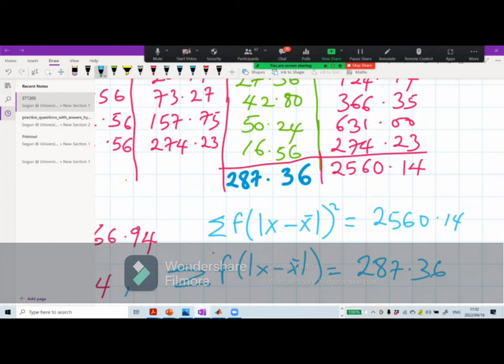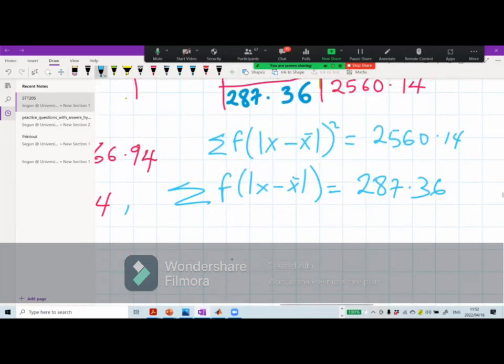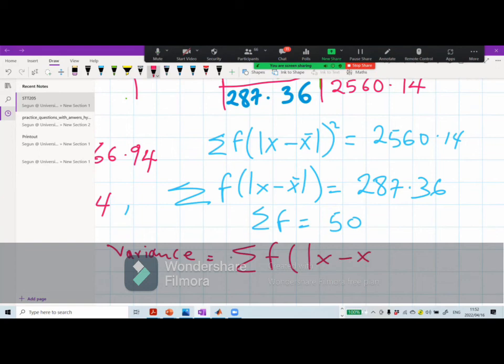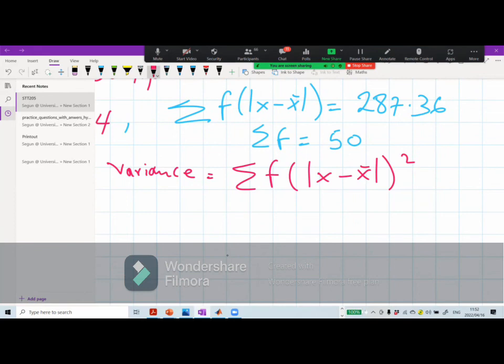Okay, so we can go ahead and calculate our variance. Our summation of F is what? It's 50, sir. So our variance will be summation F into brackets X minus X bar all squared, divided by summation F, which is the same thing as 2560.